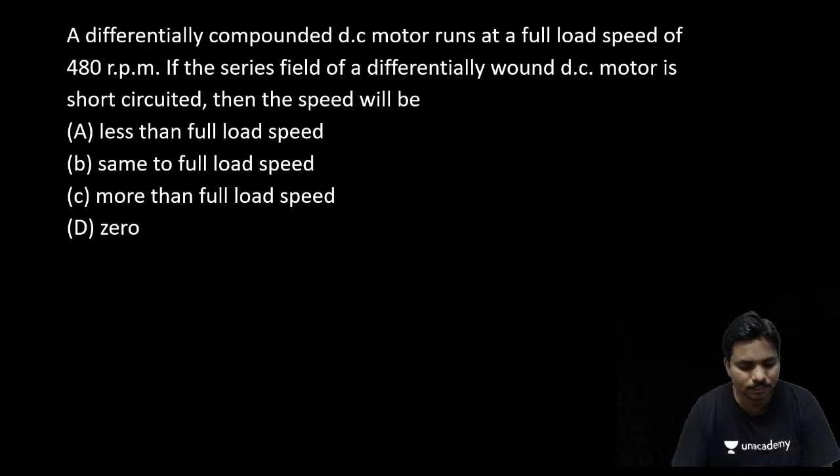A differentially compounded DC motor, here they have given motor, runs at a full load speed of 480 rpm. If the series field of a differentially wound DC motor is short circuited, then what will the speed be? Come on, same concept. Use the same concept, then you will get the answer easily. Use the relation of the flux in a differentially compounded motor.